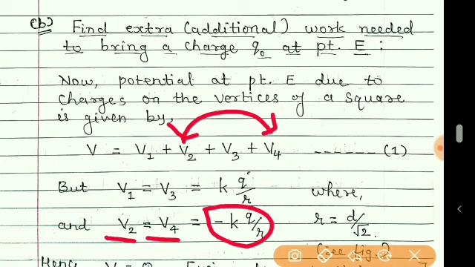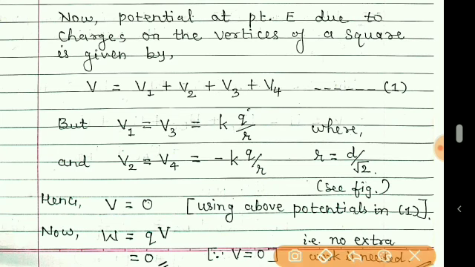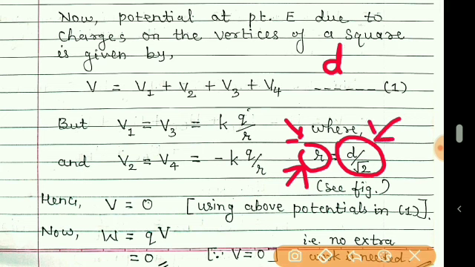Now here we have taken the distance of center from the vertex as r, but actually r is not given in the data. We have taken it for the simplicity. In the data, the side of the square is given, which is equal to d. So we need to mention what is r. So r is equal to d upon root 2. How it is obtained? That is quite simple. You can see from the figure.